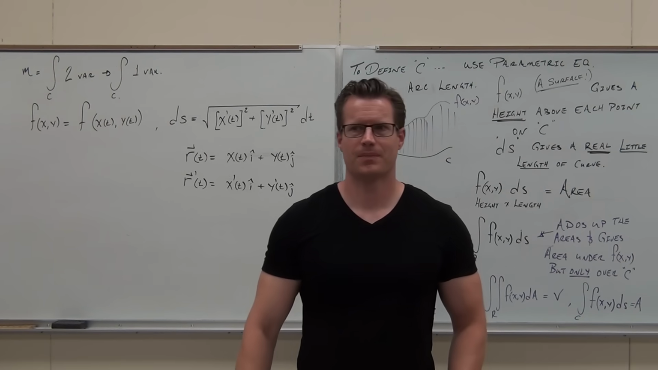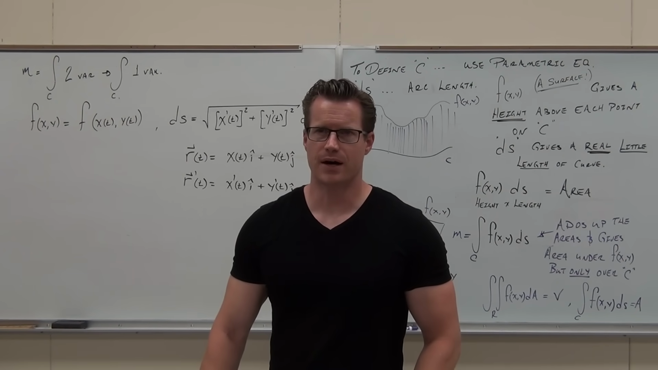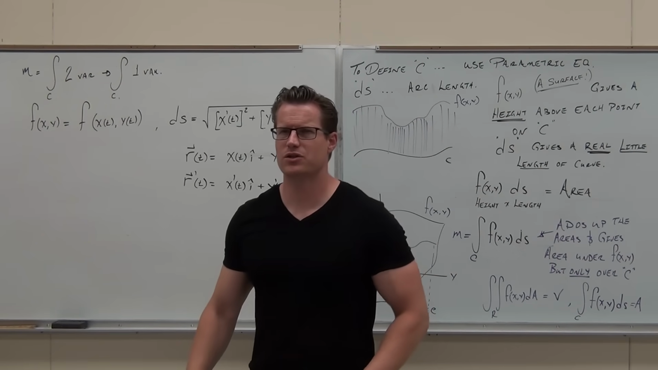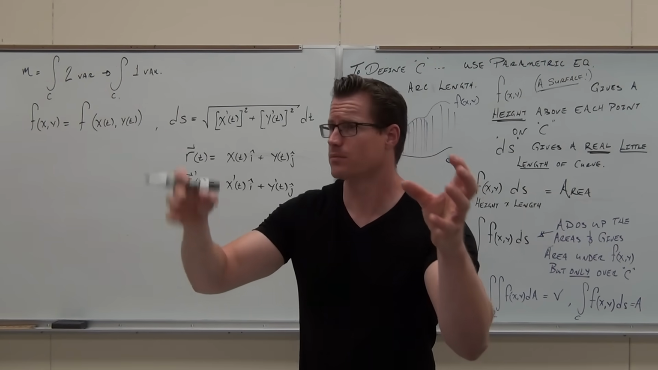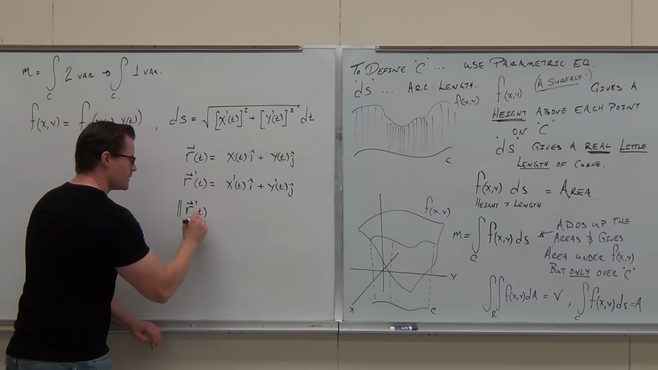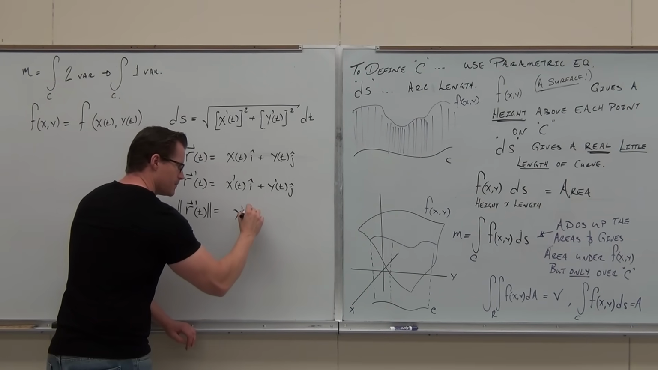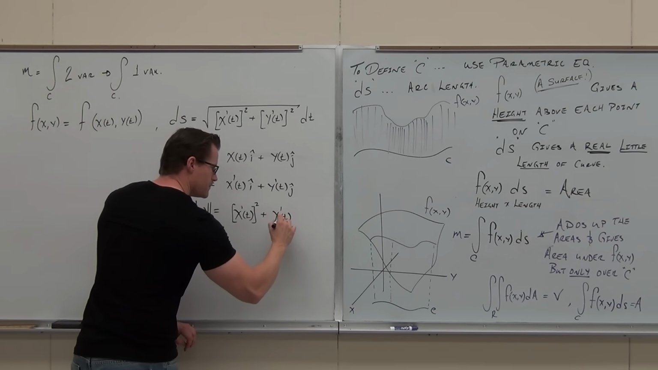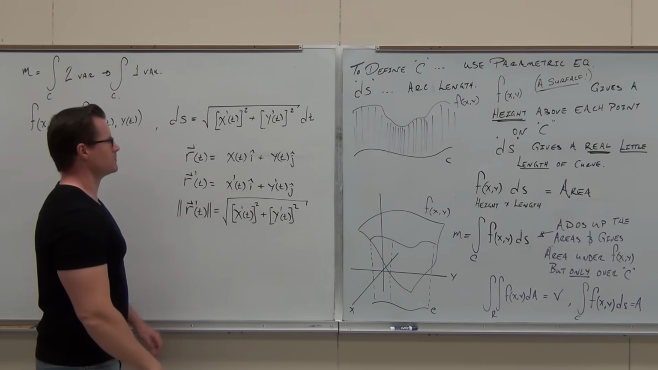You with me still? Can you explain to me how you find the magnitude of a vector function? How do you find the magnitude of any vector, like ever? Explain it one more time. How do you do it? Square root. So the magnitude of this, we've already done it, would be: square the components, add them, square root them.